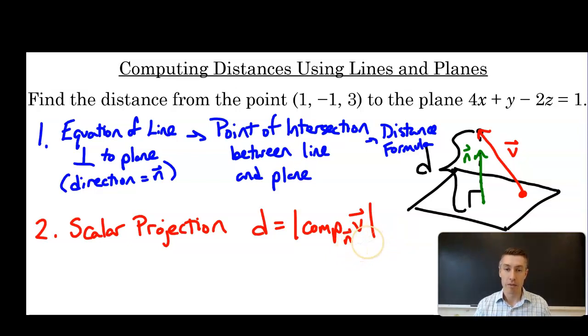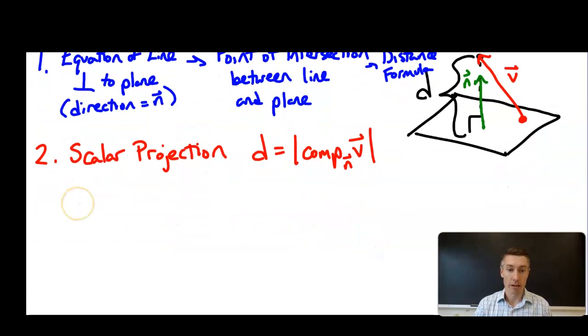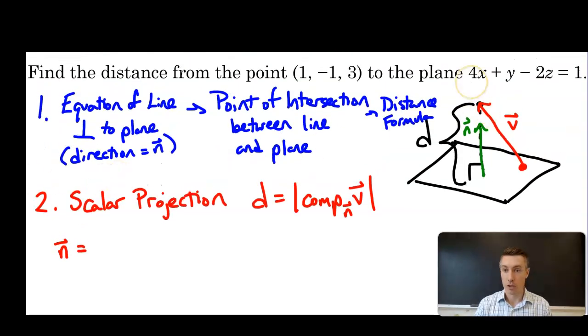Okay, so we have a plan. Now let's actually find all of the pieces. So the normal vector here, from the coefficients of the plane, is 4, 1, negative 2.